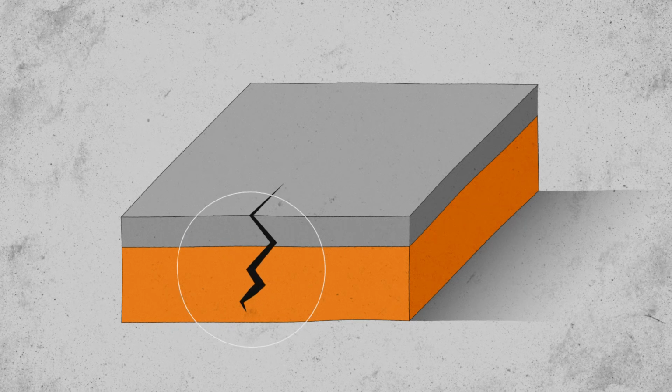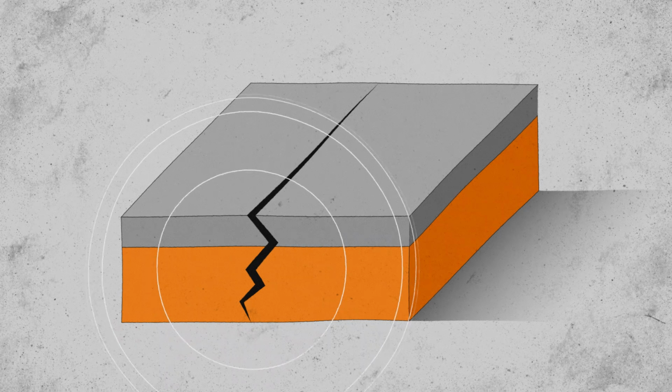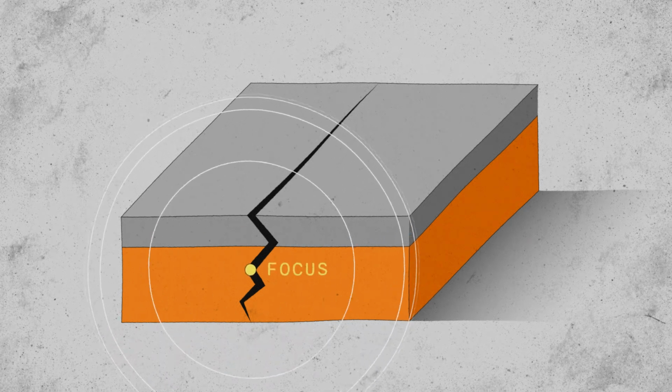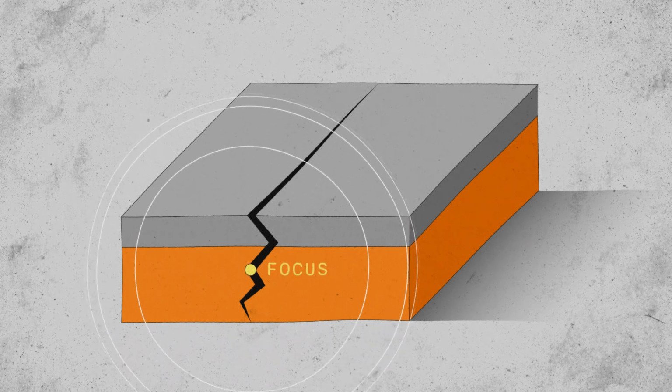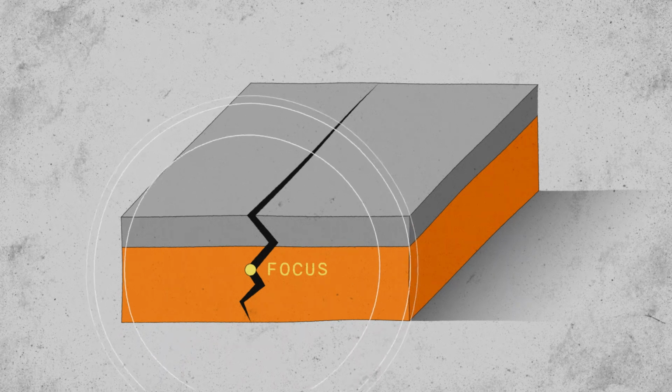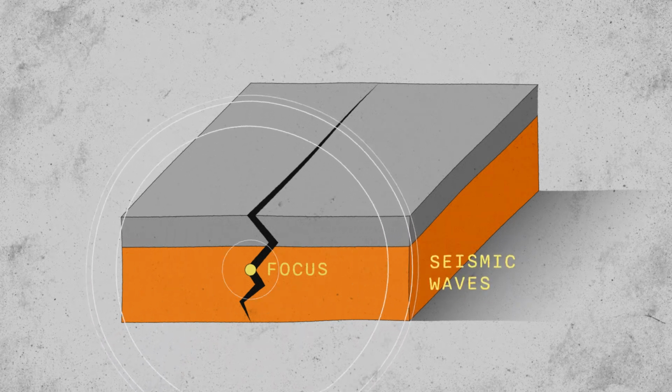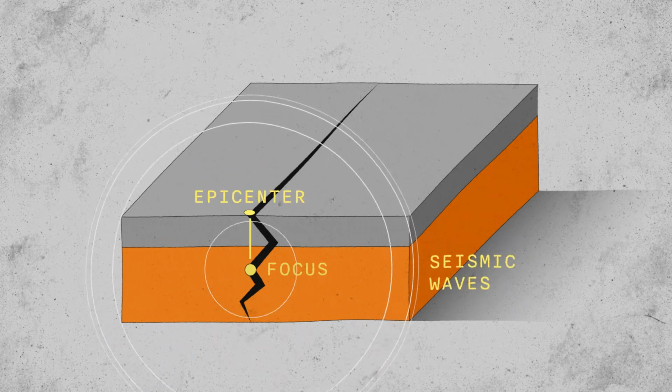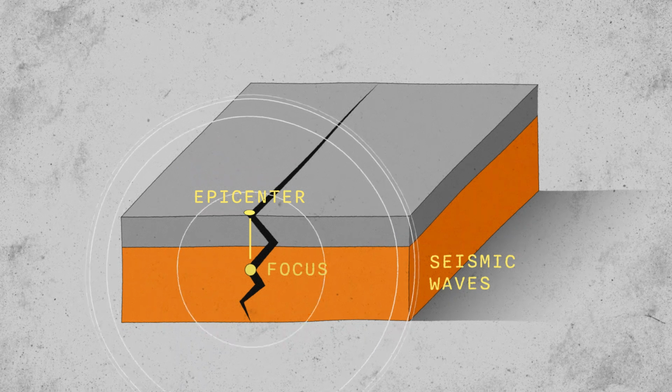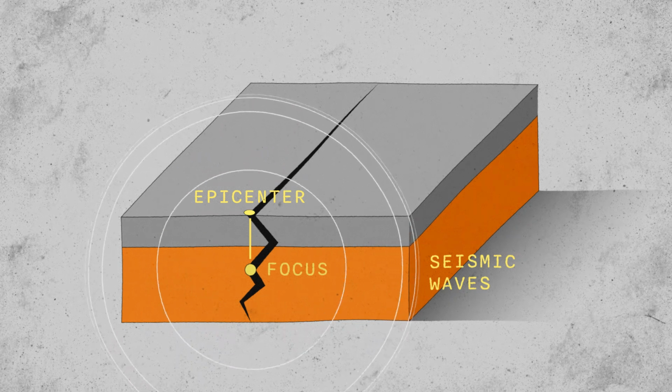This seismic event sends enormous amounts of energy from the starting point, called the focus, up to the surface. We refer to these powerful waves as seismic waves. The epicenter is the point directly above the focus, where the energy is at its highest.